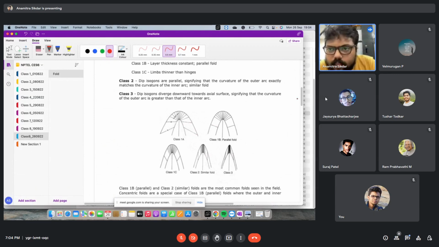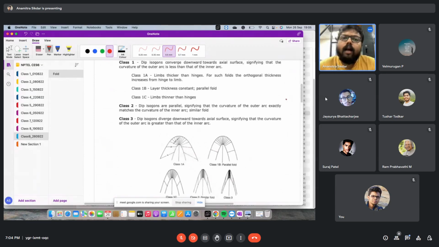When the thickness of the hinge is minimum throughout the fold, and the limbs are thicker than the hinge, we call them class 1A. If the thickness is equal throughout the fold, we call them class 1B, or parallel fold. When the hinge thickness is maximum and the limbs are thinner, then we call them class 1C fold, right? And this is called similar fold.